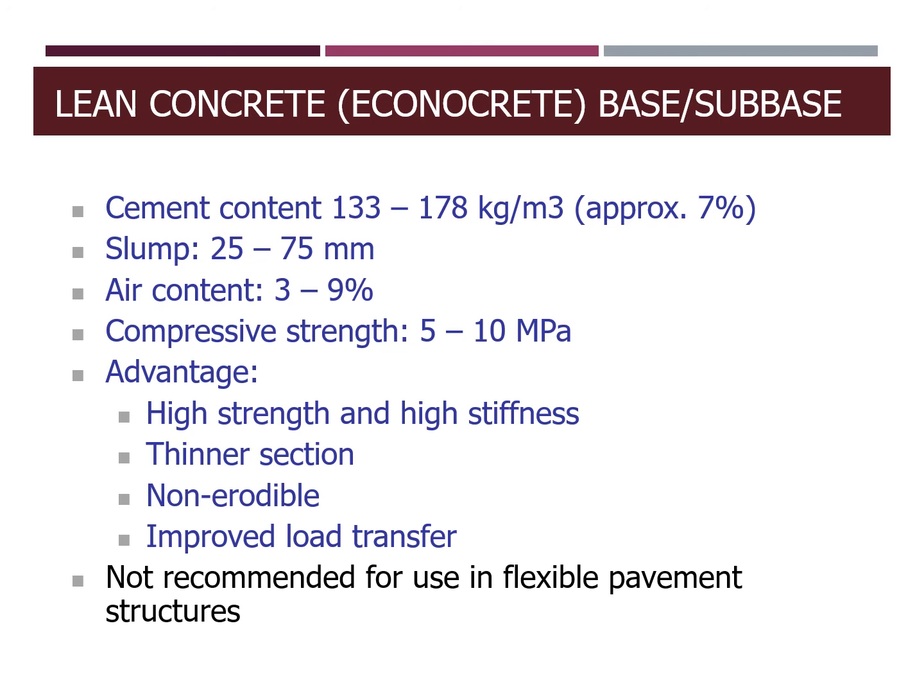The slump is 25 to 75 mm. Air content is 3 to 9%. The compressive strength is actually very small. It's set as 5 to 10 megapascal. There will be a lot of advantages of using the lean concrete base or subbase.